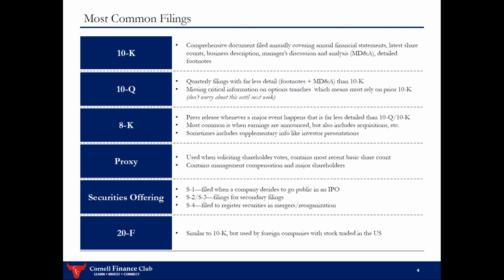Next, you have the proxy. This is used when you're soliciting shareholder votes. And if this is the most recent filing, this will be a document you want to use to get the most recent basic share count. You have the securities offering. This is when companies issue more shares. The most detailed one of these is the S1, which is filed when a company decides to go public in an IPO. And then you have the 20F, which is similar to the 10K, but used by foreign companies with stock traded in the United States.